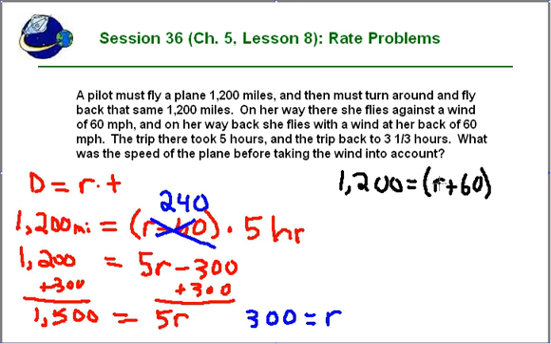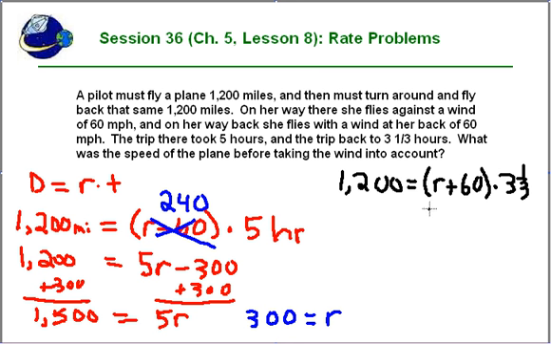R being her rate in still air, and then the 60 miles an hour at her back increasing her speed by 60 miles an hour. And then we're going to take that times our time. Well, what is our time? Our time is 3 1/3 hours. So then at this point, you would distribute this through. You would take the 3 1/3 and probably change it to the fraction 10/3. You would then distribute that through. You would take 10/3 times 60, and 10/3 times r. And then you would solve this equation for r just as we did this one over here.